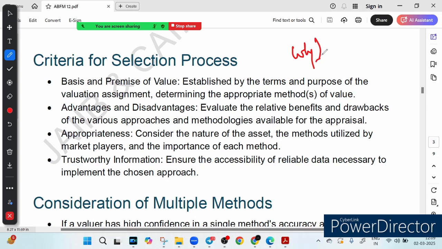Either they want to sell, they want to know the value, they want to merge and acquire the other company, or it is for regulation or taxation purposes. The purpose of valuation decides the best approach to use, right? So this is the point, the basis and premise of value. That means, what is the purpose of valuation?